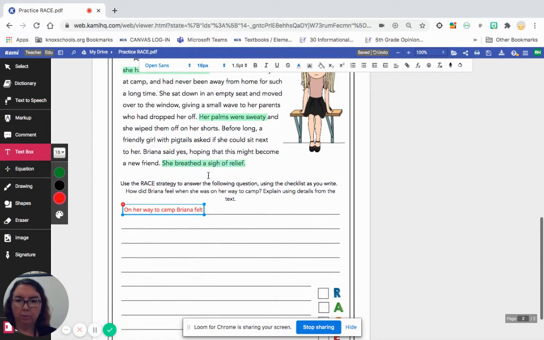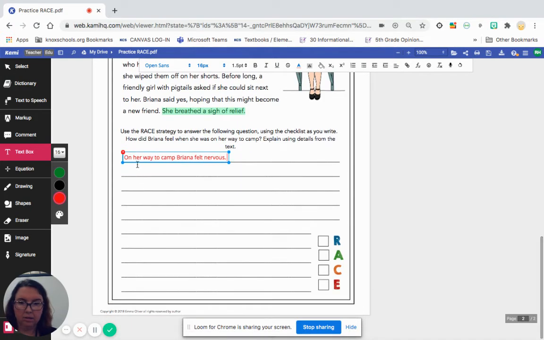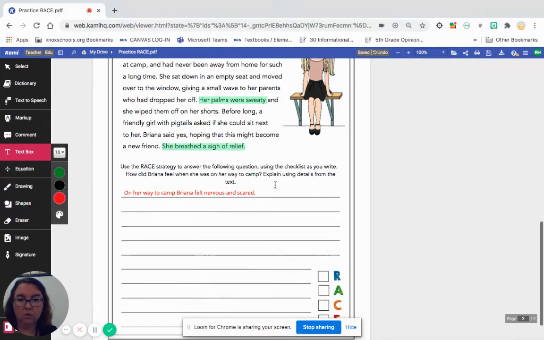I know she breathed a sigh of relief once a friendly girl talked to her, but before that, her palms were sweaty. She had a knot in her stomach. So that lets me know she felt kind of nervous, kind of scared. So I'm going to say on her way to camp, Brianna felt nervous. I've got my R, I've restated my question, I've answered my question. Maybe I'll make it a little more nervous and scared. Those are a little different.